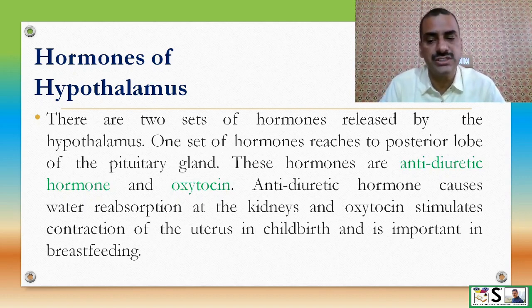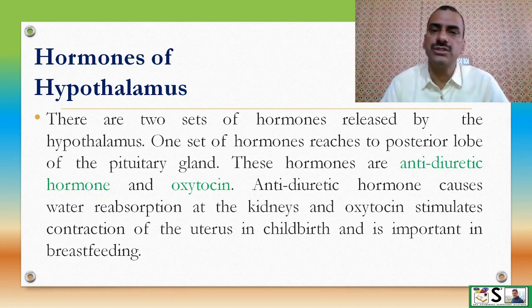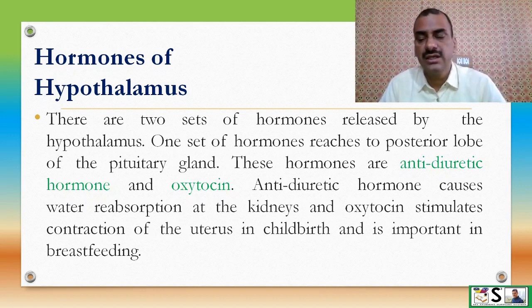Antidiuretic hormone causes water reabsorption in the kidney, and oxytocin hormone leads to contraction of the uterus during the childbirth process, and it also helps in the breastfeeding process.